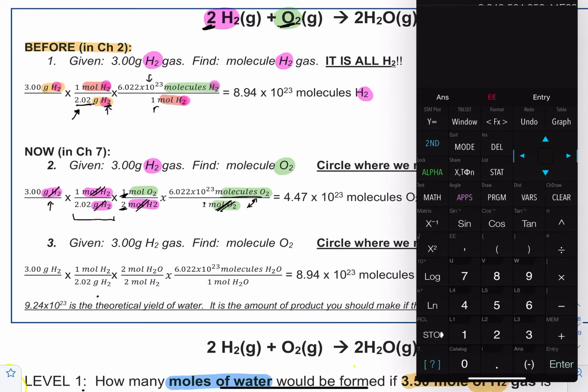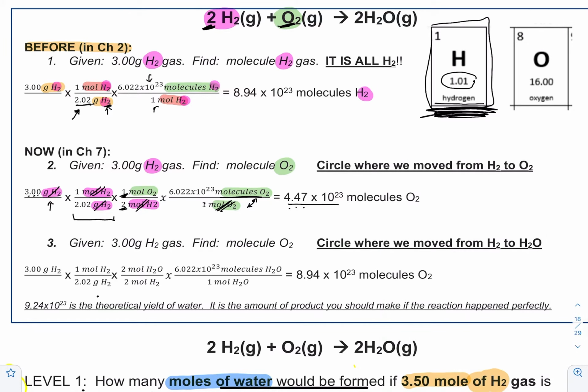So now I can take that same thing, the 3 times the 6.022 e to the 23rd, divided by 2.02, divided by 2. That gives us 4.46 times 10 to the 23rd. We have 3 sig figs, so I need 3 sig figs. So that's how we switch from one thing to another. It's pretty cool. It's not too hard.